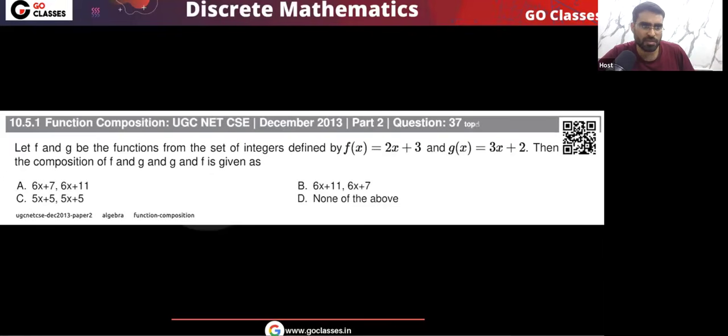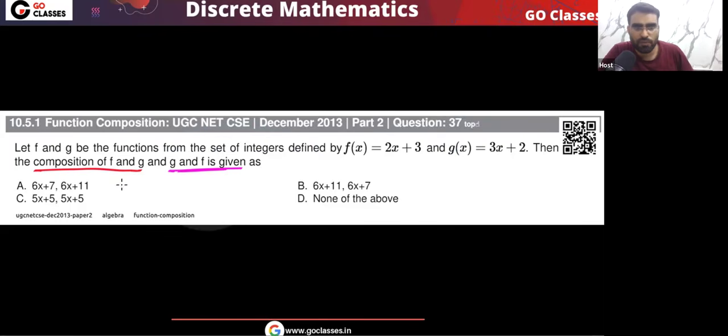Now let's solve this question. This is a UGC NET exam question. f and g are functions given to you from the set of integers to the set of integers. They are defined: fx is given to you, gx is given to you. Now the question is asking the composition of f and g, and the composition of g and f.